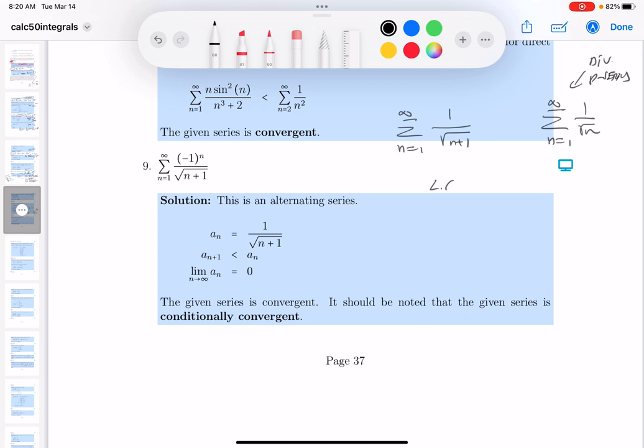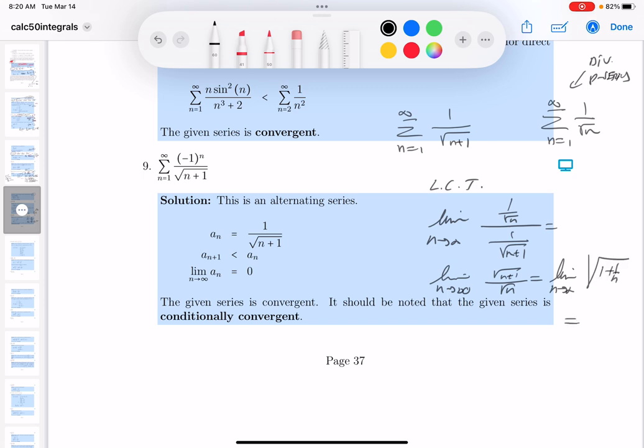And I'm going to use the limit comparison test. All right? So the limit as n goes to infinity, 1 over root n plus 1 over 1 over root n. I need to simplify that to make sense out of it. This is the limit as n goes to infinity of the root of n plus 1, over root n. I need to simplify a little bit further. Limit as n goes to infinity of the root of, well, n plus 1 over n is going to be 1 plus 1 over n. And what's that limit going to be? It's going to be 1. So by the limit comparison test, I know that this series also diverges. All right? So it's conditionally convergent.